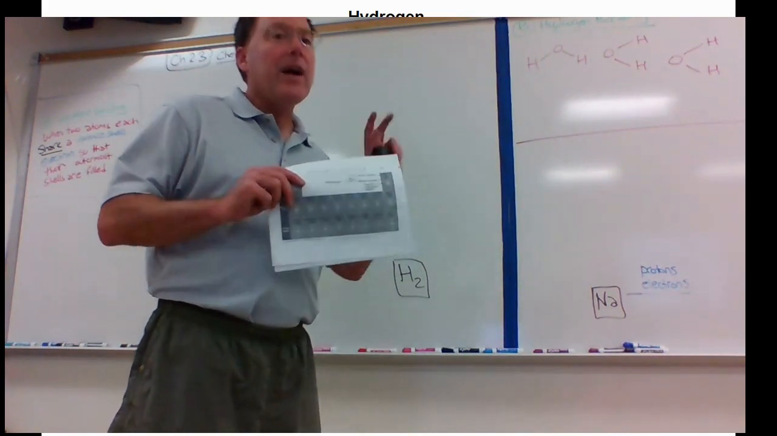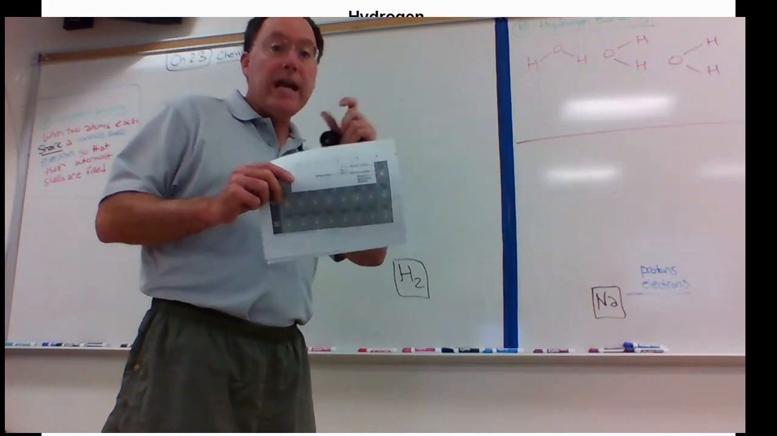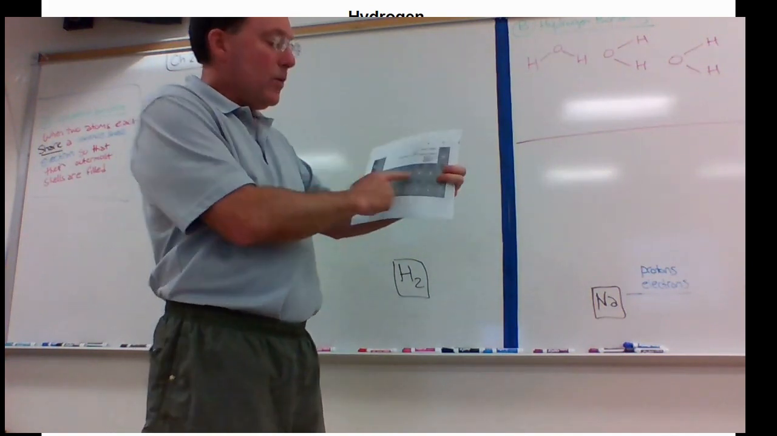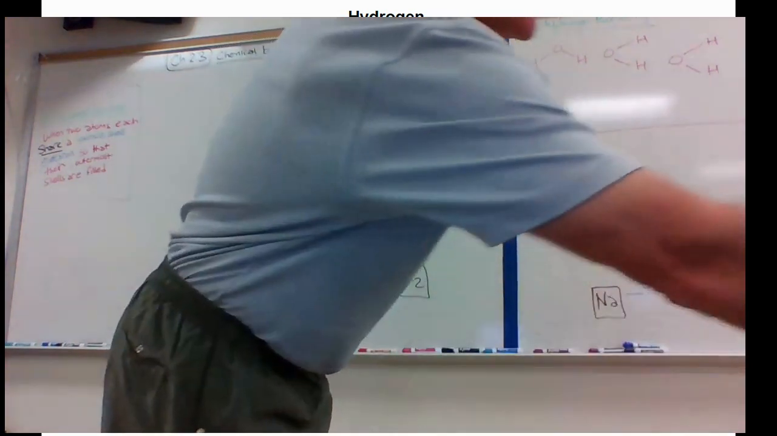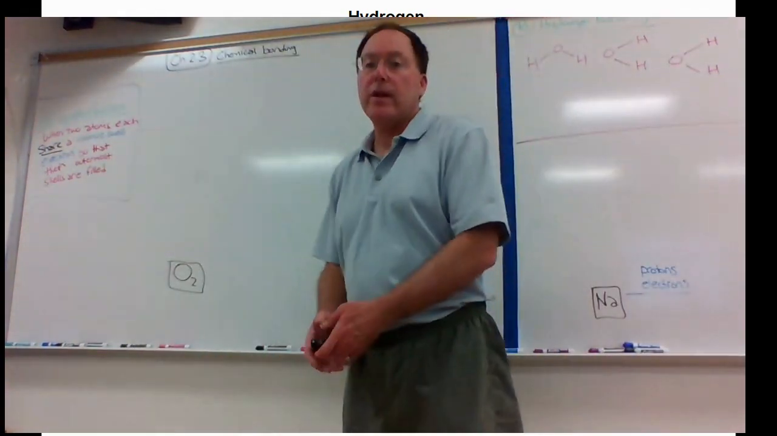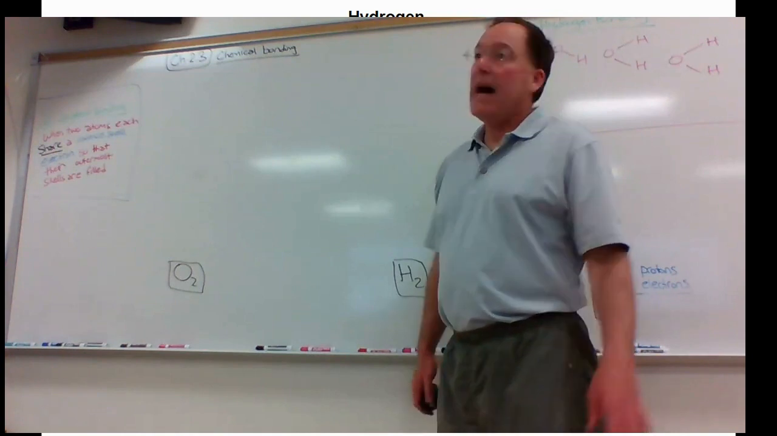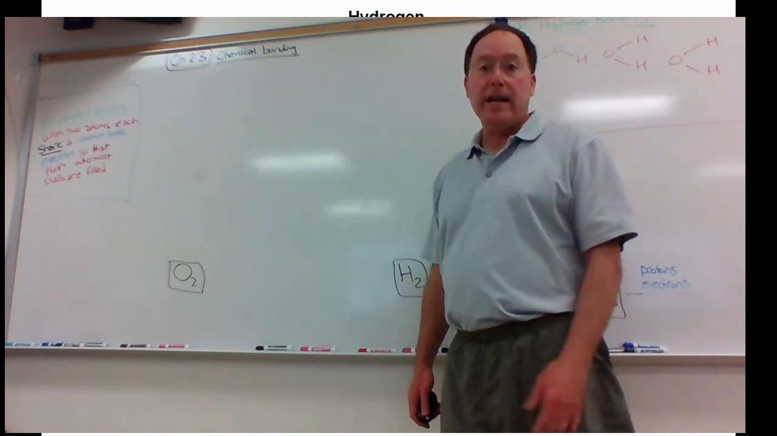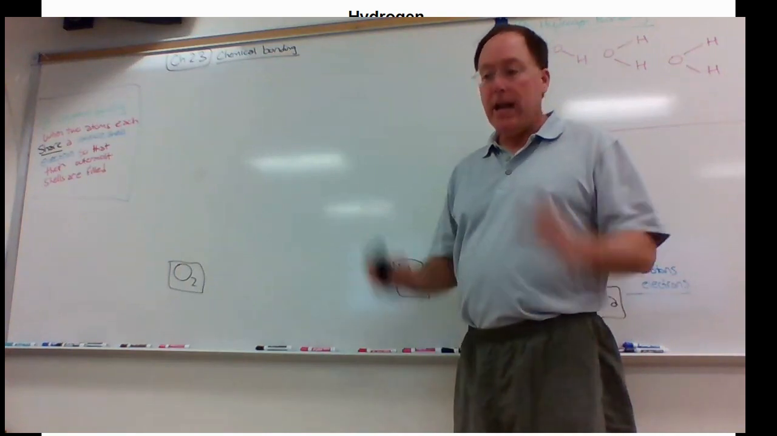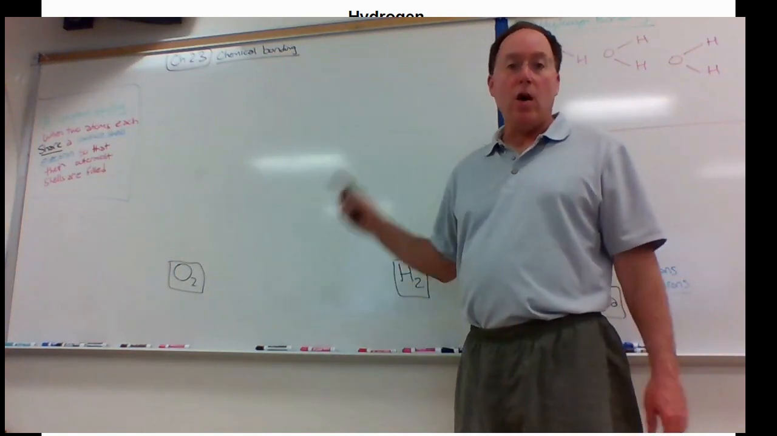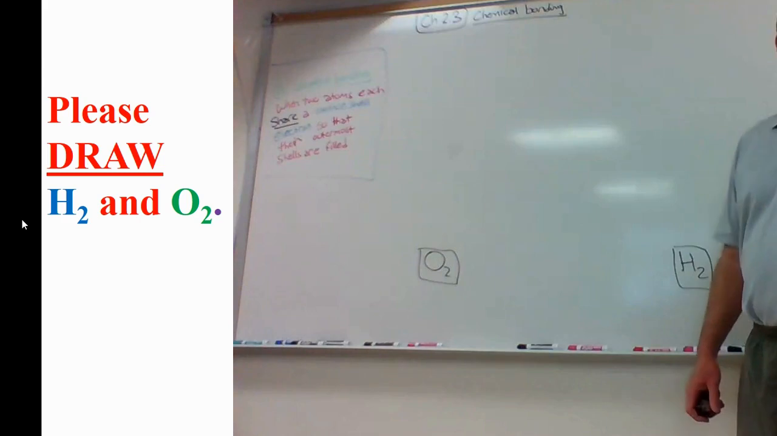And ionic bonding is when electrons are taken or given. But here we're going to share electrons. That's what covalent bonding is all about. So keep that in mind, and let's see what we can do here. So let's draw hydrogen gas and oxygen gas. Please press pause. Press pause right now. Get out your blank piece of paper and draw. If you're completely stumped, that's fine. I am going to draw them up here on the board.